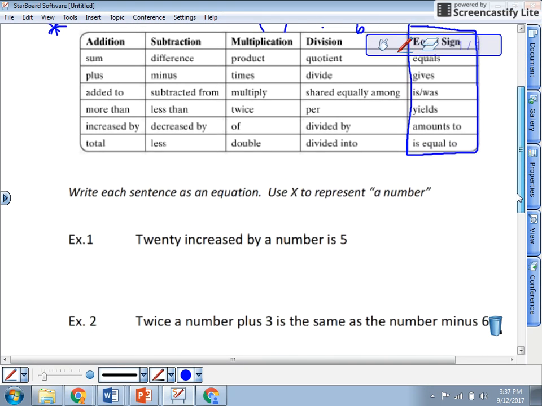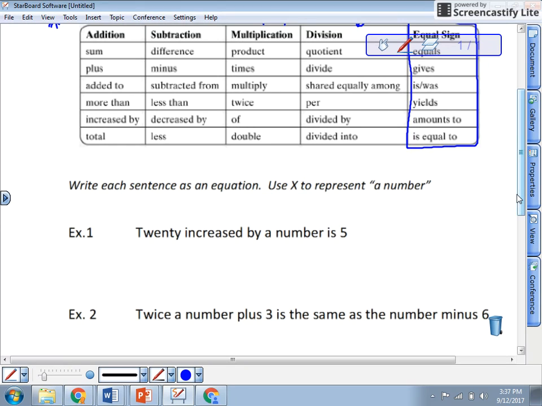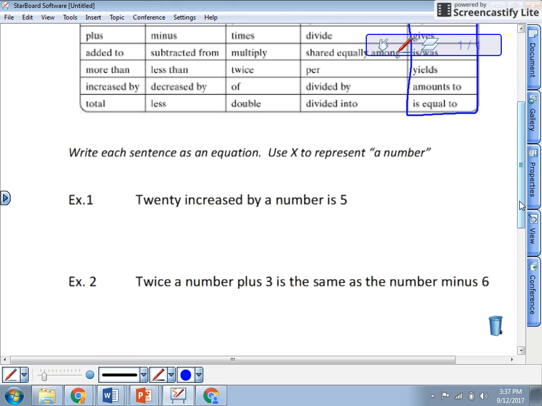Remember that writing a sentence as an equation, use X to represent a number. On the homework, they might eventually have you solve, but I know you guys are pretty good with equations. So let's take a look at example 1.